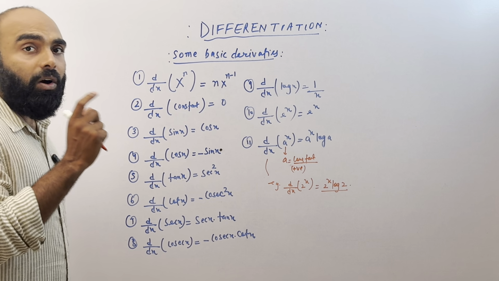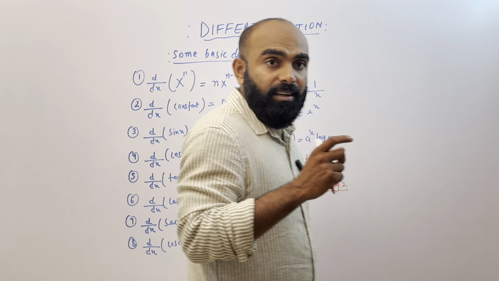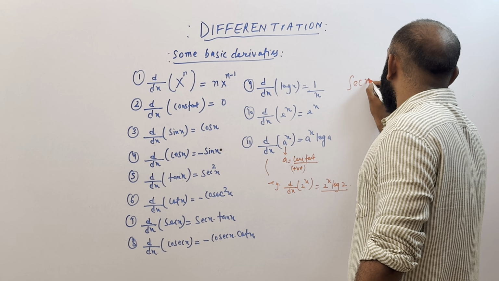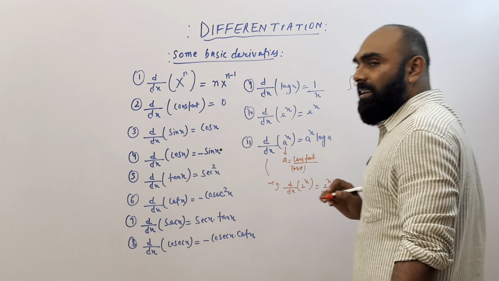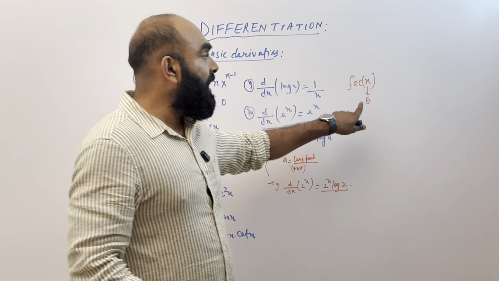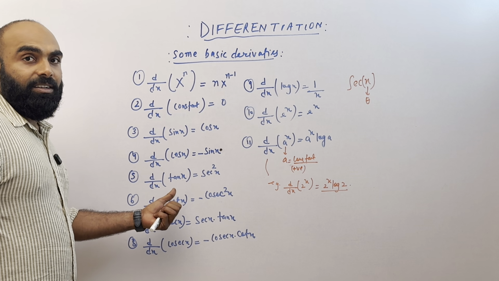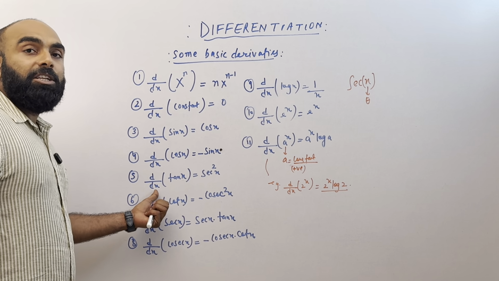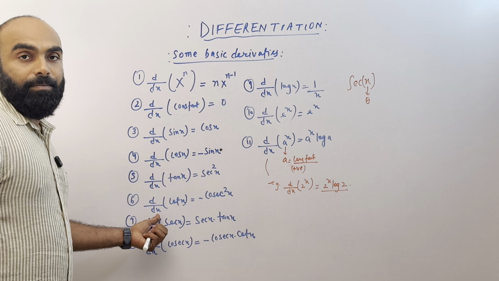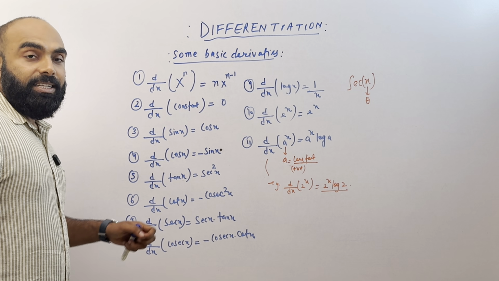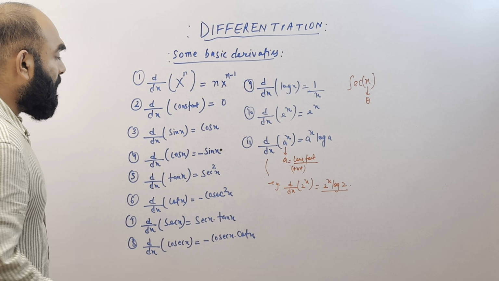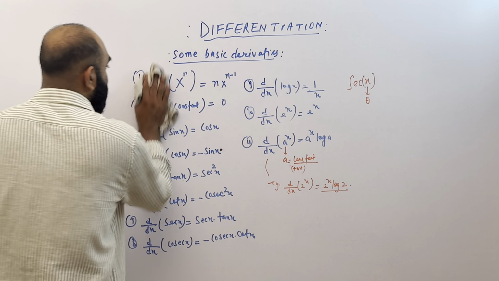Already we have discussed all these things. If I'm writing sec x, this x is nothing but the theta, the angle. With respect to the given angle, you have to differentiate the trigonometric function. Here the angle is x, we are differentiating with respect to dx. Here the angle is also x, we are differentiating with respect to x. Understand? Just note down and remember these formulas. That's enough.